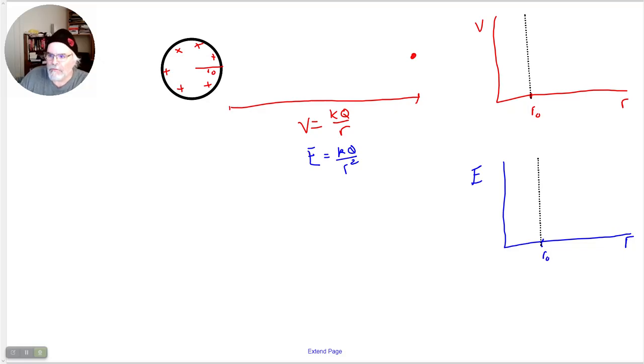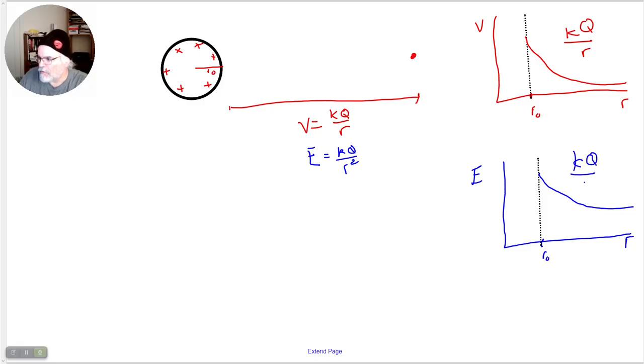So outside the sphere, okay, we have, right? That's our graph. That's KQ over R. And for the electric field, we have a similar thing, KQ over R squared. All right. Same shape.